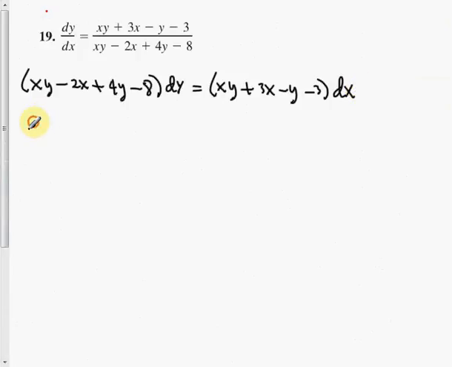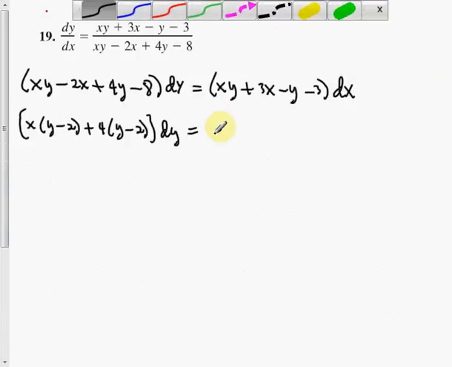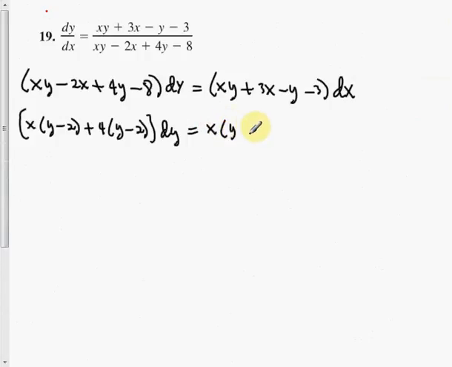Okay. So this is x times y minus 2 plus 4 times y minus 2, all times dy. That's equal to, come to the other side, factor out an x. We have y plus 3. Then we factor out a 1. We have y plus 3. That's all times dx. So the y minus 2 is a common factor, so I factor out a y minus 2.